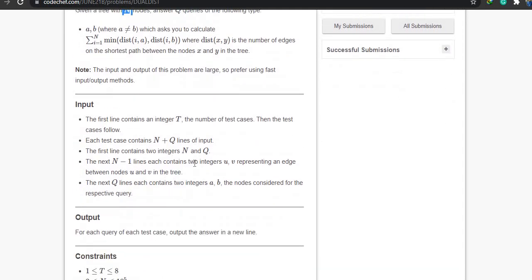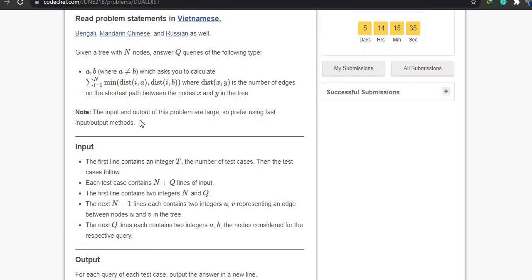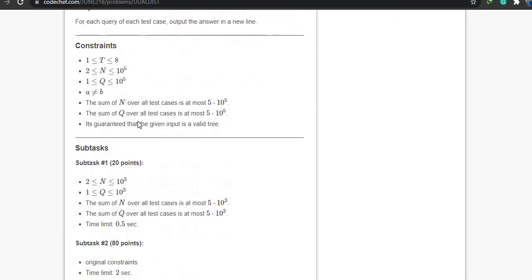So it says that we are given a tree with n nodes and q queries, and we have to find the output of the queries. What are those queries? Each gives two nodes A and B, and we find the output of this equation. And we'll discuss the test case here.